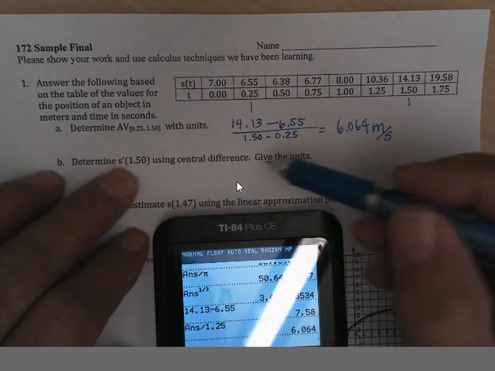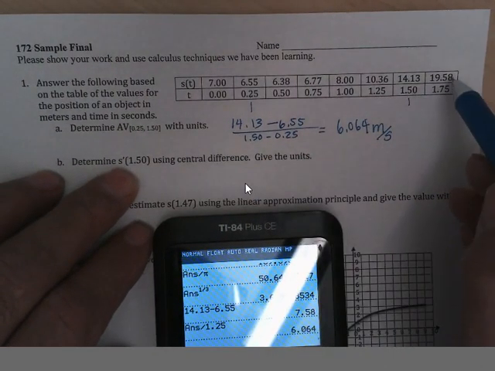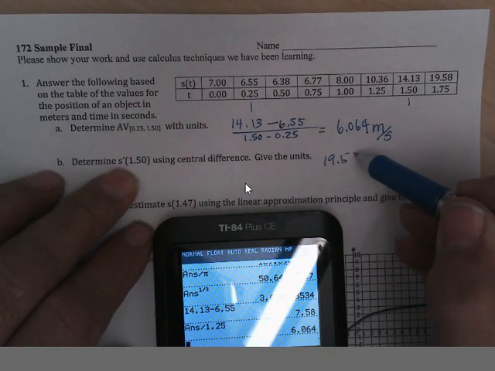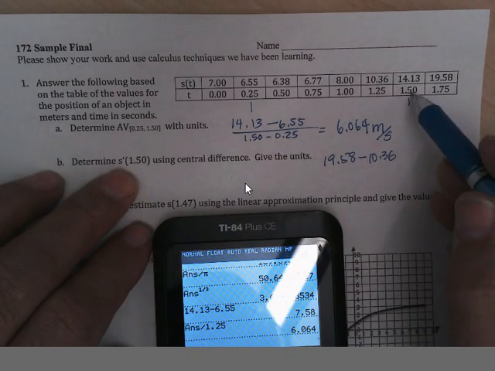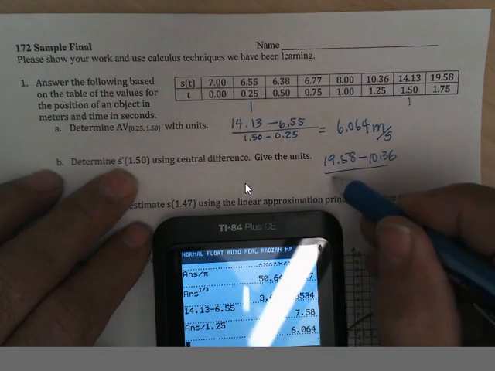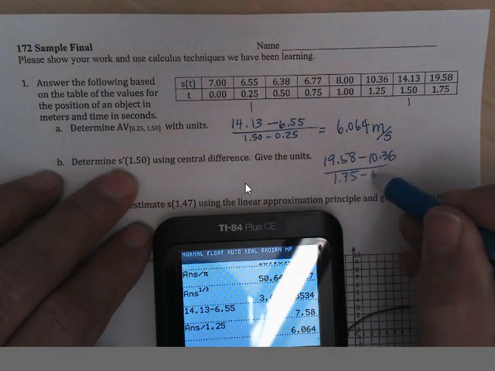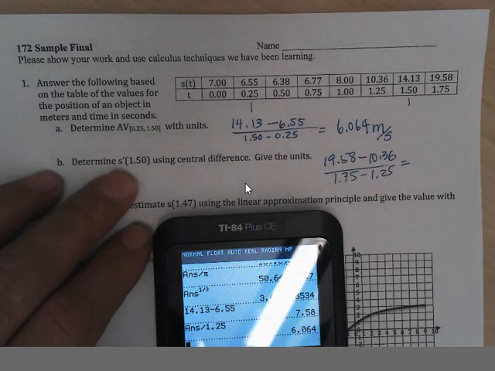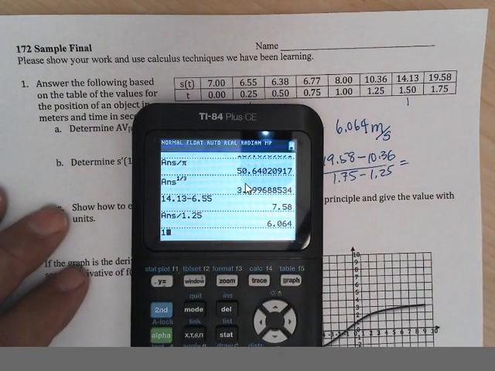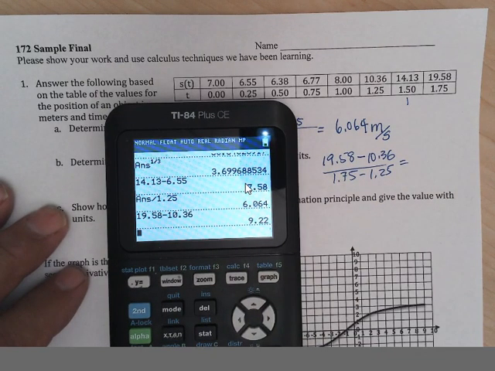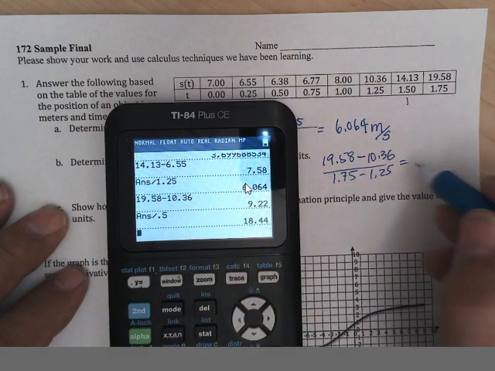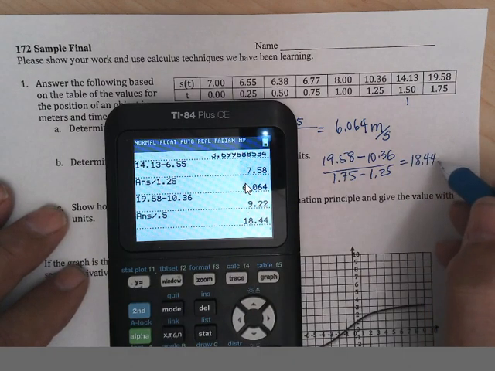Determine the central difference at 1.5, so I want to do 19.58 minus 10.36, either side of 1.5, over 1.75 minus 1.25. So 19.58 minus 10.36, and the difference there is 0.5 divided by 0.5, and I get 18.44 meters per second.